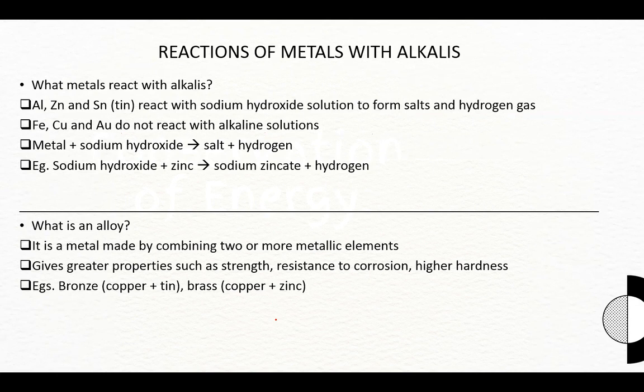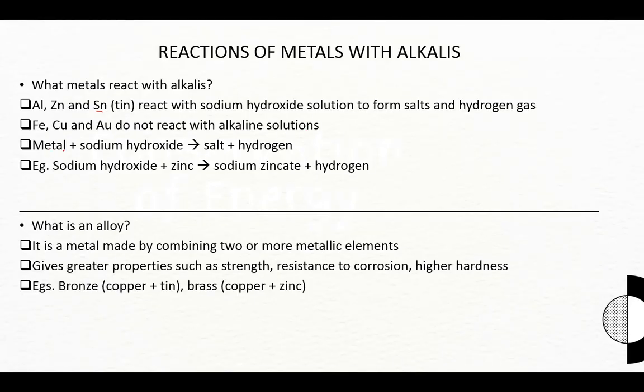Now, that was acids. How do metals react with alkali now? So, what metals react with alkali? We have aluminum, zinc, and tin, which the symbol is Sn. They react with sodium hydroxide solution to form salts and hydrogen gas. We have iron, which is Fe, Cu, which is copper, and Ag, which is silver. They do not react with alkali solutions.